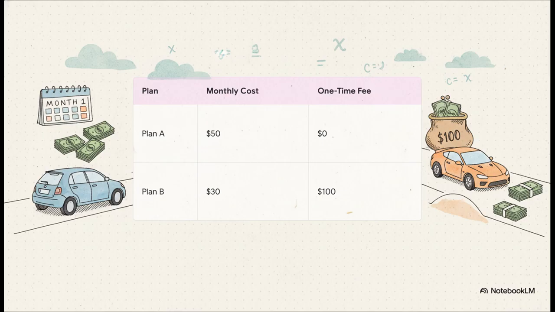Imagine you're choosing between two rental car plans. Plan A is a flat $50 a month. Plan B is cheaper per month at $30, but it's got a $100 one-time fee. So which one is the better deal? The answer? Well, it depends.